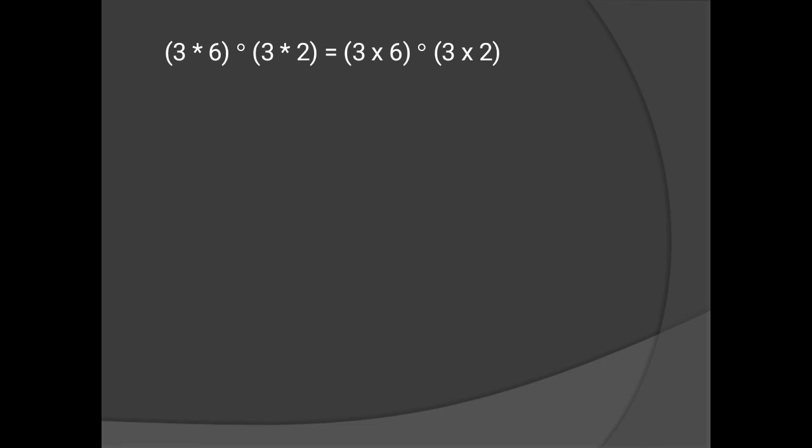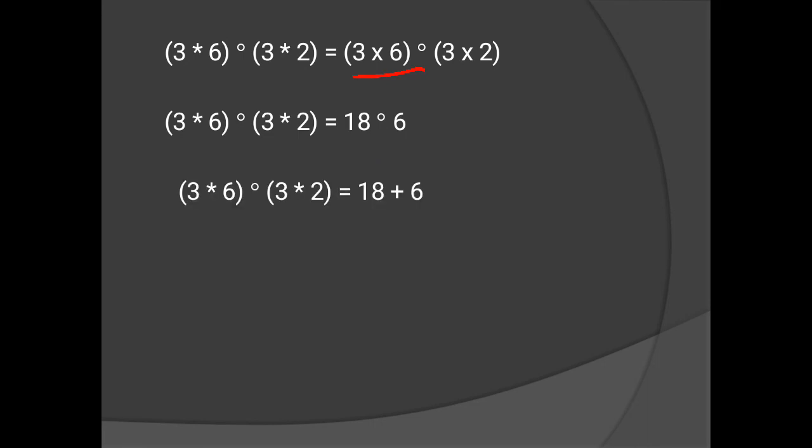So we have 18 operation circle 6, sorry. So 3 times 6 is 18, and then 3 times 2 is what? 6. So now we have 18 operation 6. Now the operation is a circular one, which says first one plus second one. So 18 plus 6. Right. Now 18 plus 6 is what? 24. All right. So 24.